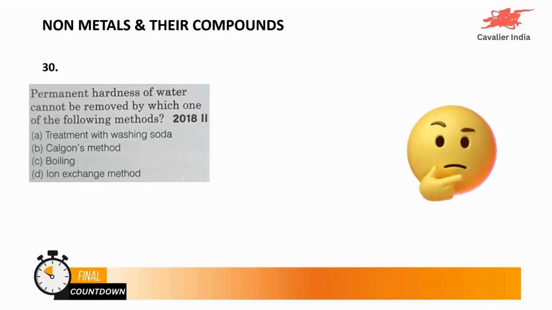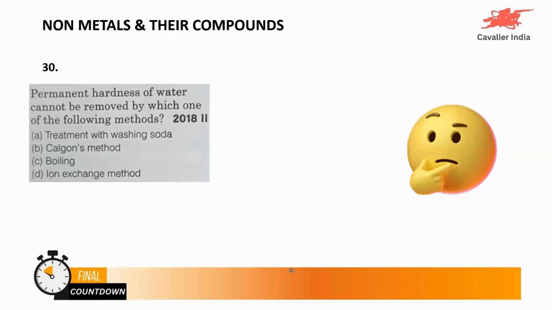Permanent hardness cannot be removed by. Just give a try. Yes, you are right. C is the answer. Why? Because through boiling, we can remove temporary hardness. Temporary hardness is due to the presence of bicarbonates of calcium and magnesium. Okay.